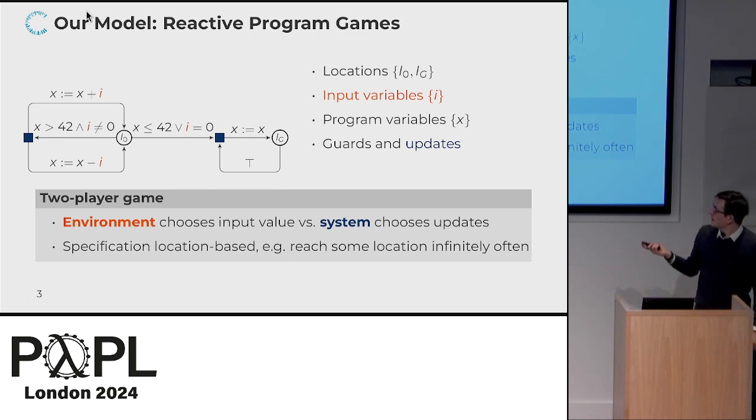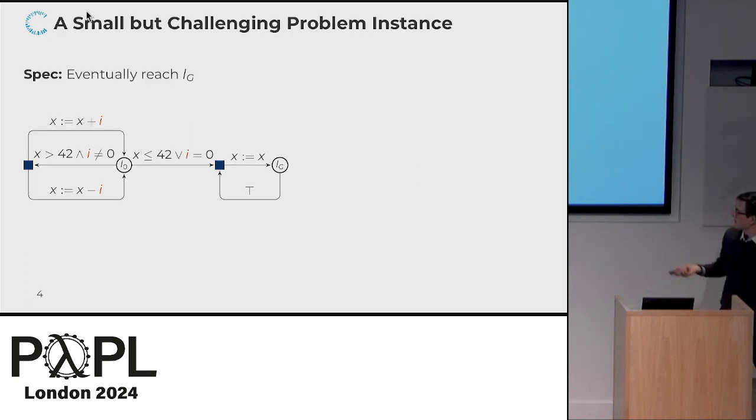And maybe let's just look at an even simpler version. So this is, again, the same game, and we want to answer the question. The specification is that the system has to eventually reach this location G. And now, how would we solve this?